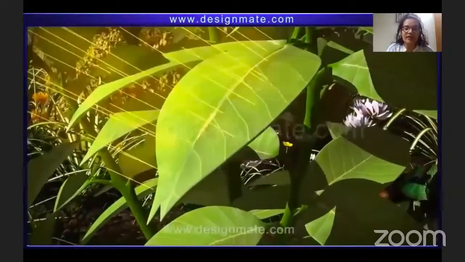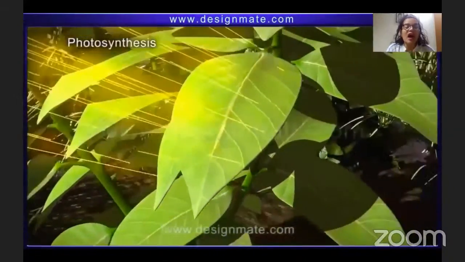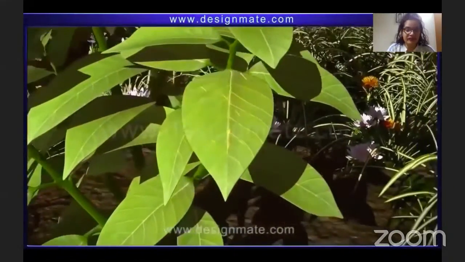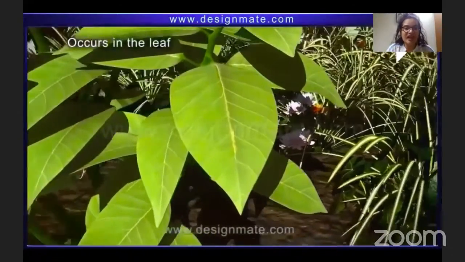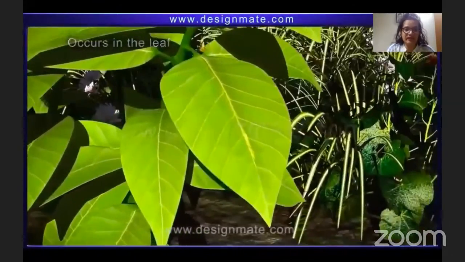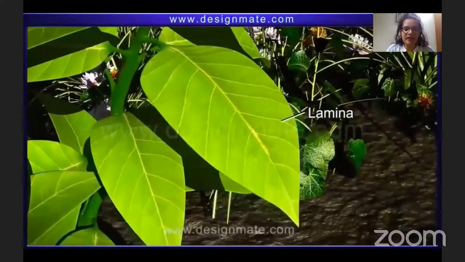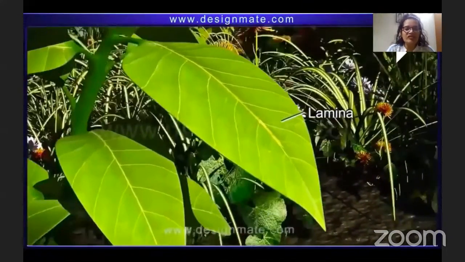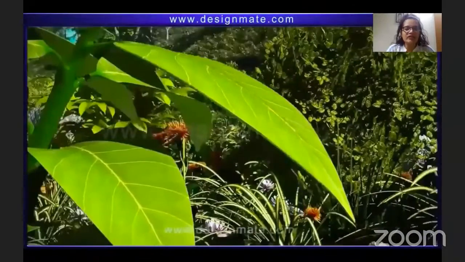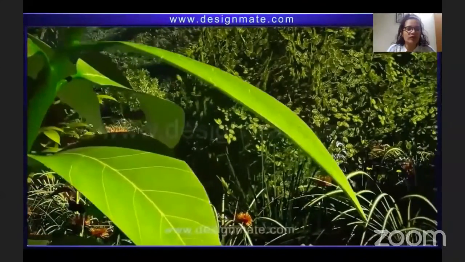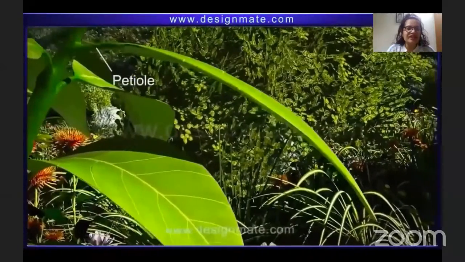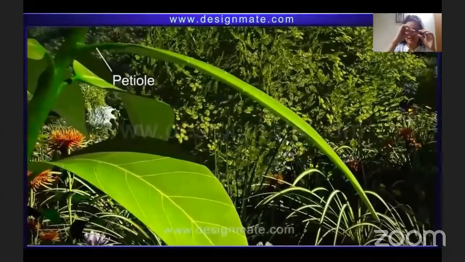Photosynthesis, the ultimate provider of food and oxygen, occurs in the leaf. Now a leaf consists of a flat thin lamina, the upper part, which is joined to the stem by a petiole. Can you see the petiole? From the stem there's a small protruding part and then comes the leaf. That small protruding part is called the petiole.